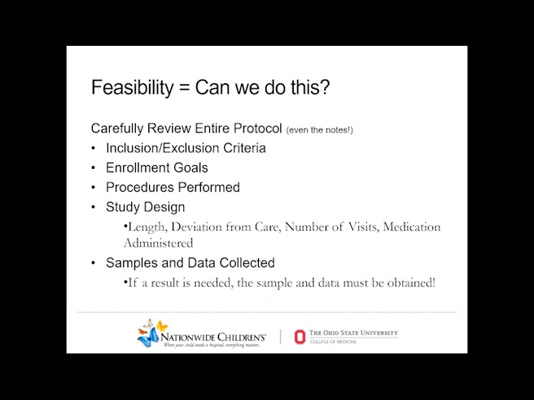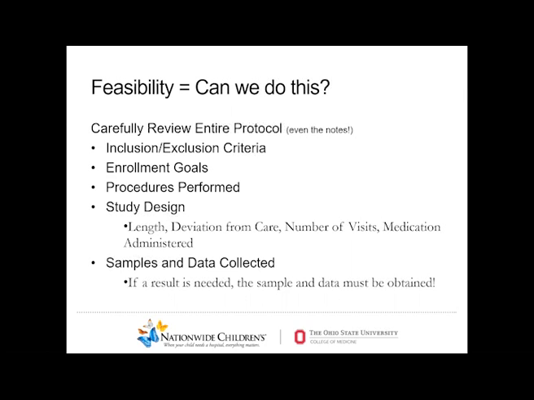You want to look at inclusion, exclusion criteria, the enrollment goals. This is so important, especially at Nationwide Children's and in pediatrics. The enrollment goals and the number of participants we need to enroll, it's really key. You want to look at all of those procedures, assays, observations that are going to be performed, and then the overall study design, the length of the study.